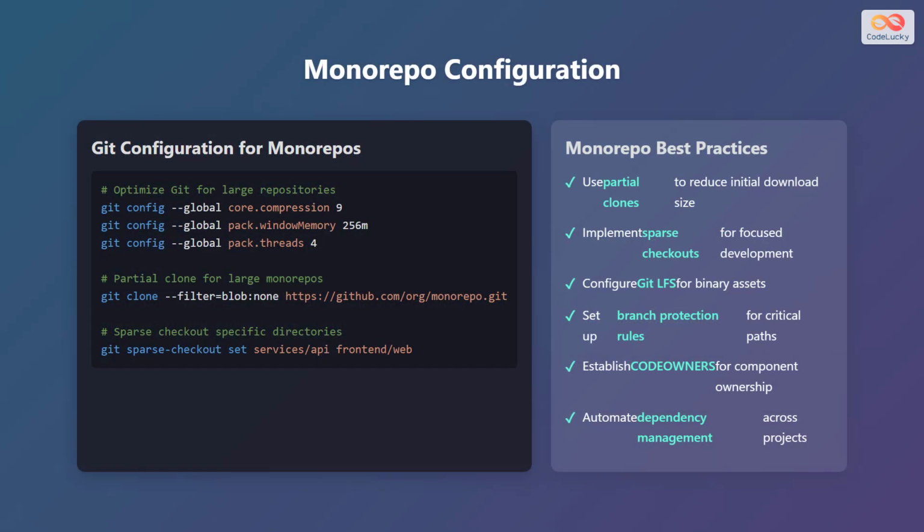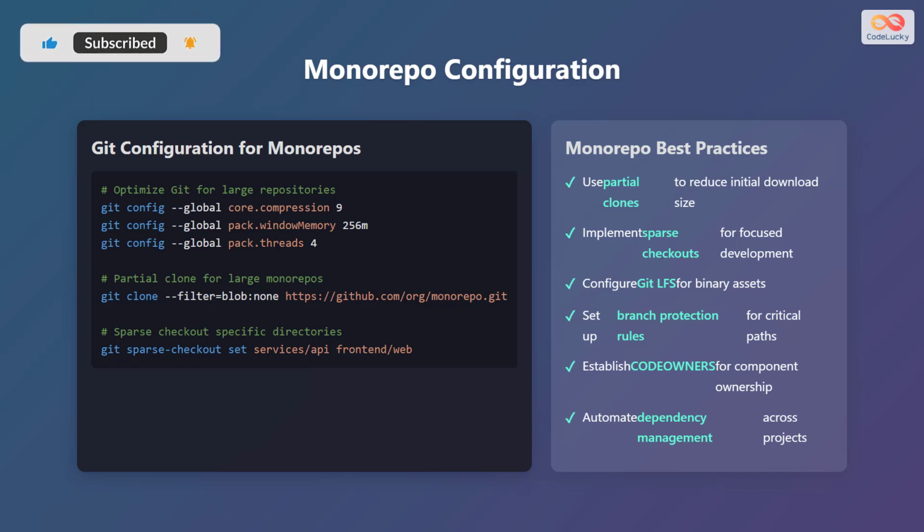Monorepos, which consolidate multiple projects into a single repository, require specific configurations to optimize Git's performance. To optimize Git for large repositories, set the core compression to 9, pack window memory to 256 megabytes, and pack threads to 4. Partial clones can significantly reduce initial download sizes by using the command git clone, with the filter equals blob:none and repository link.